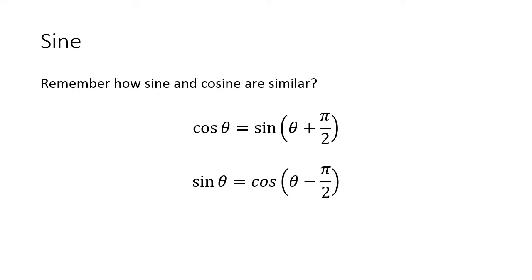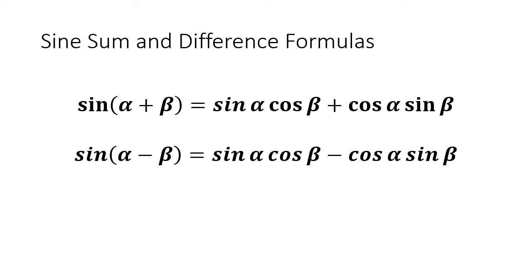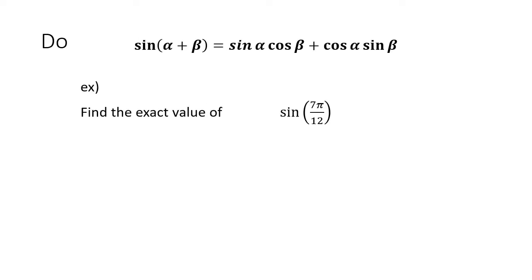Okay, so we haven't talked about sine yet, but there's a really close relationship between sine and cosine. Effectively, sine and cosine are basically the same thing. They're just shifted 90 degrees from each other, or pi over 2 from each other. So if you apply that idea, you get these two formulas for the sum and difference formulas for sine. You should write these down if your teacher doesn't provide them for you. Let's try a problem with sine.